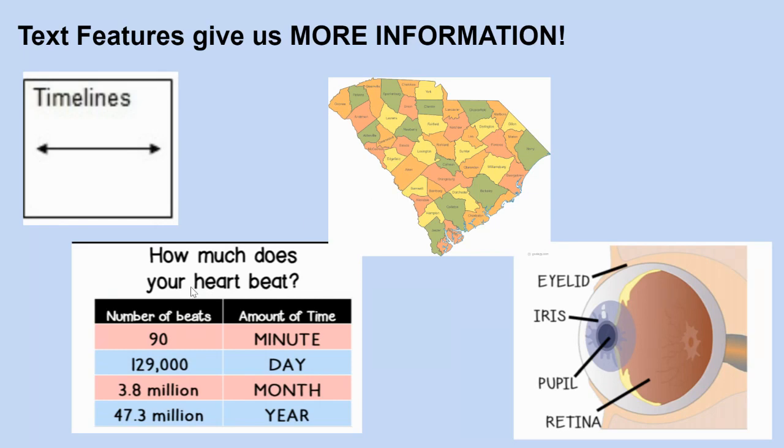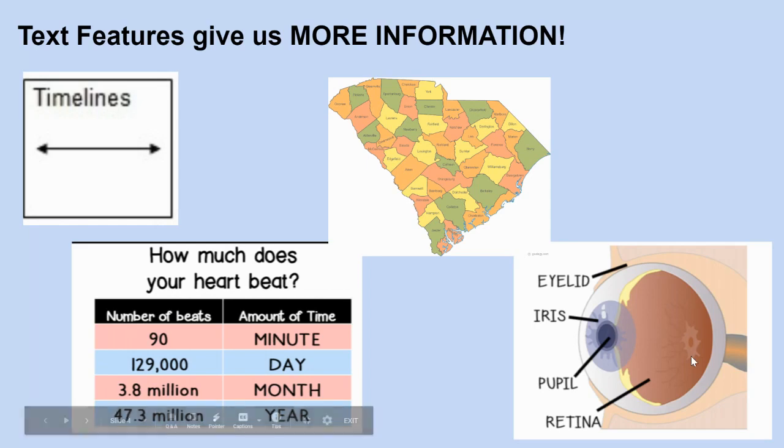An author might include a chart to provide more information. This chart lets you know how many times your heart beats. So if your heart beats 90 times in 1 minute, it'll beat 129,000 times a day, 3.8 million times in a month, and 47.3 million times a year.